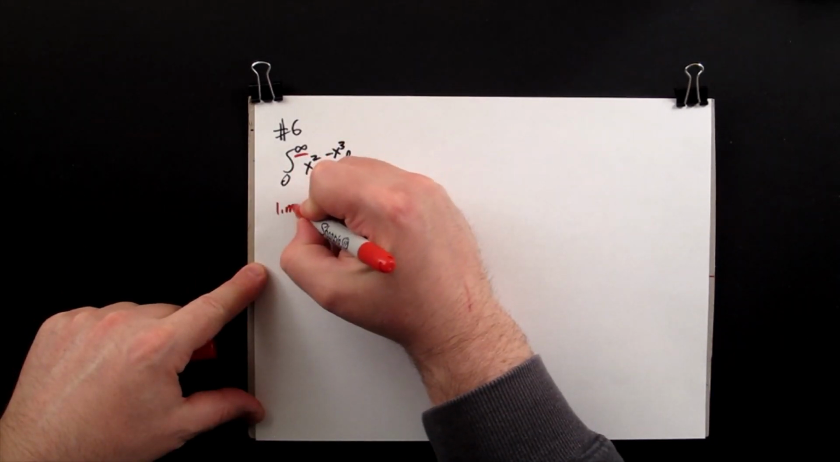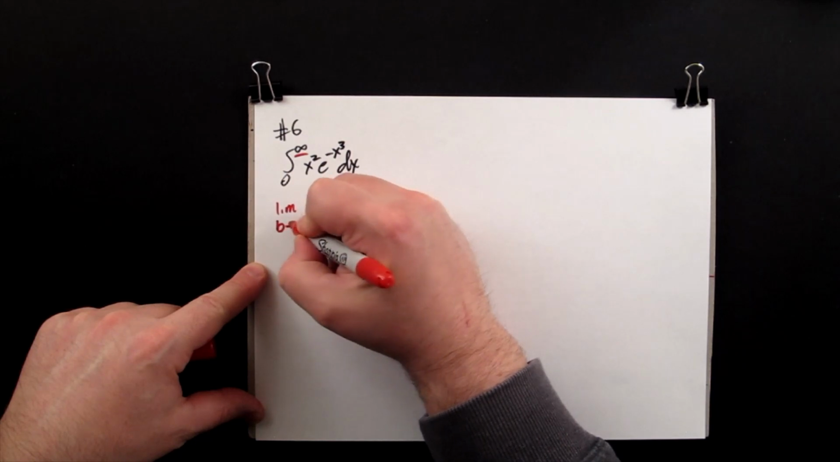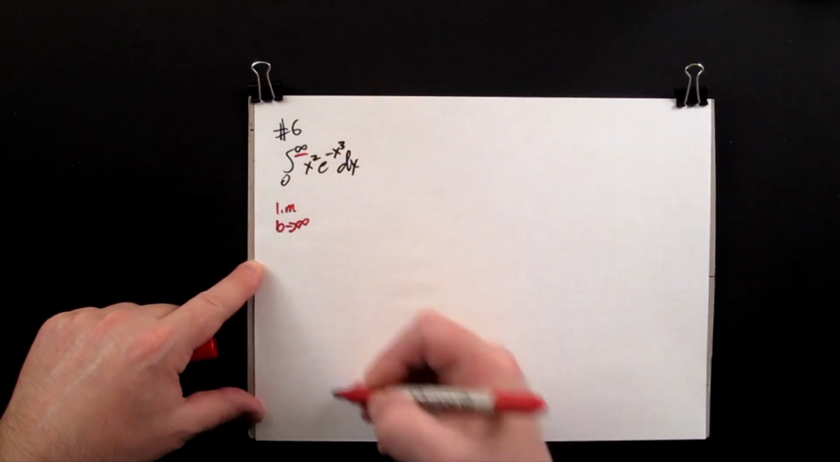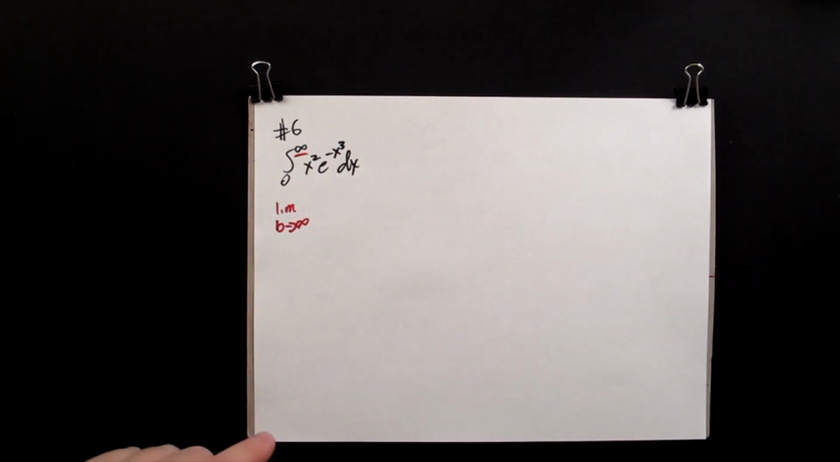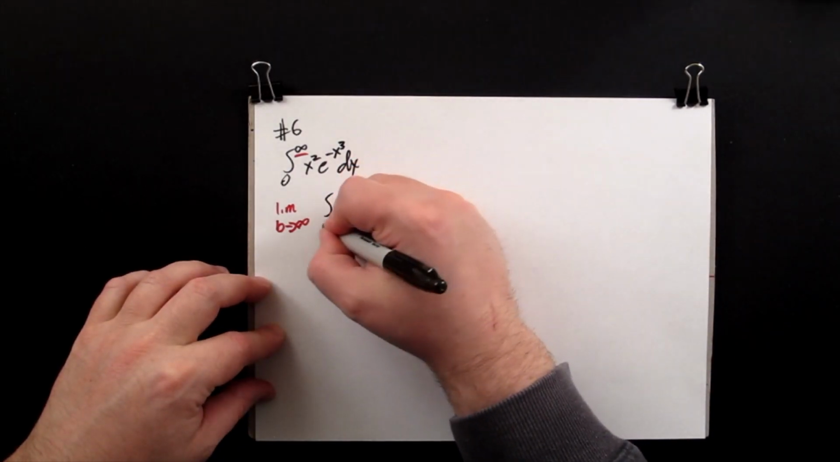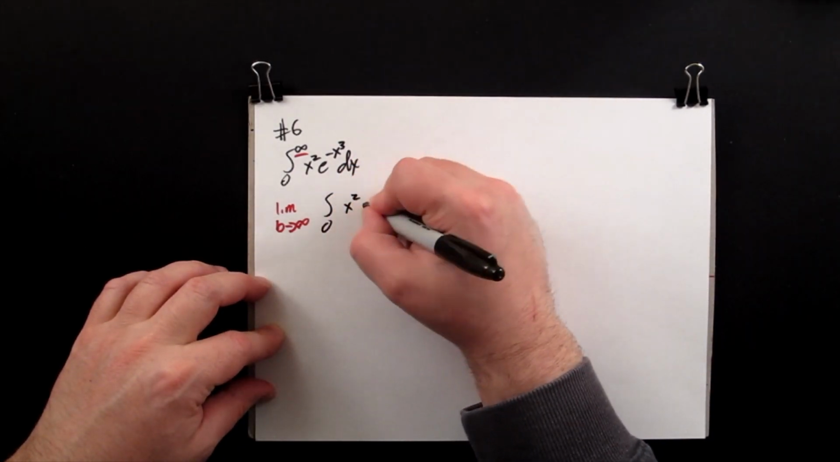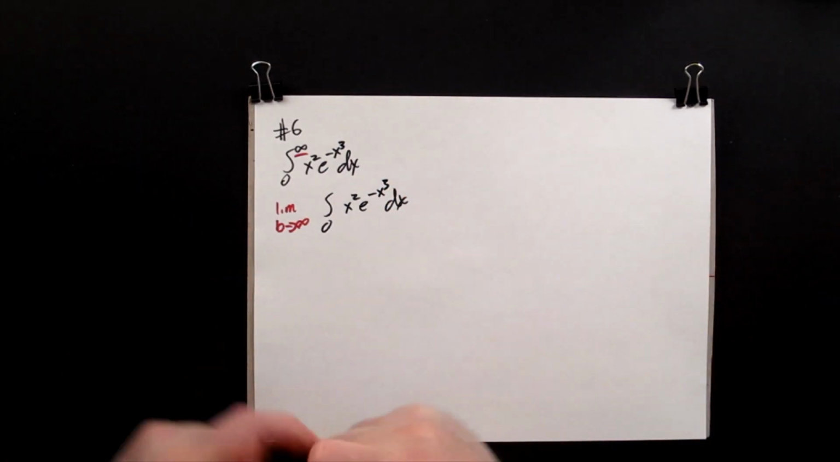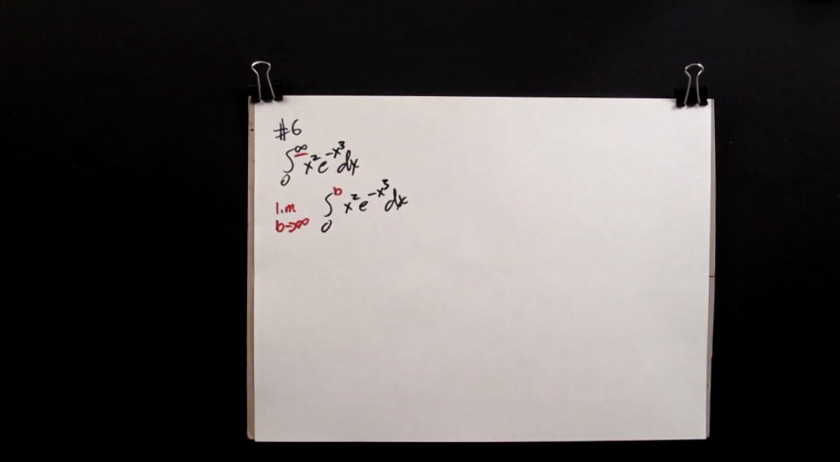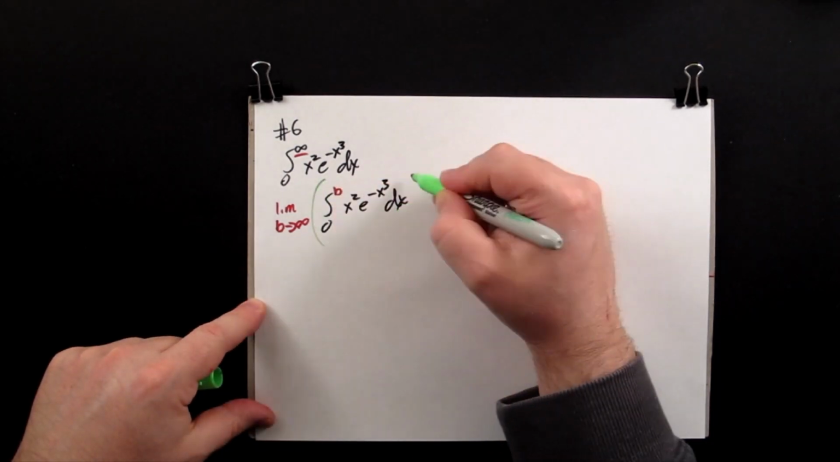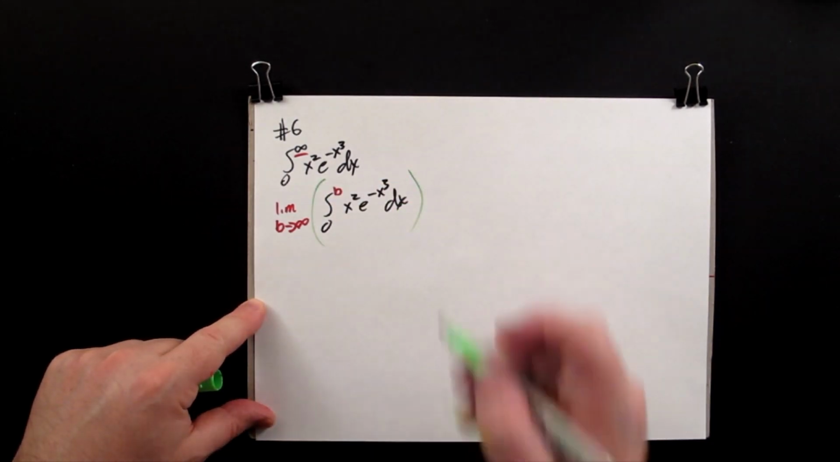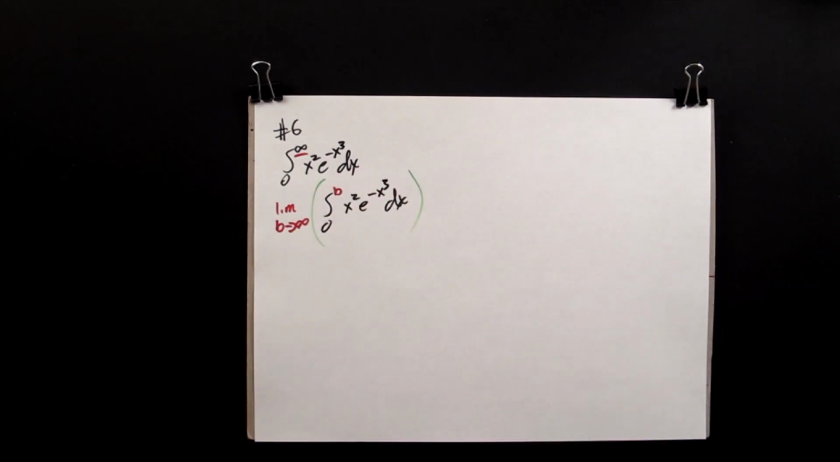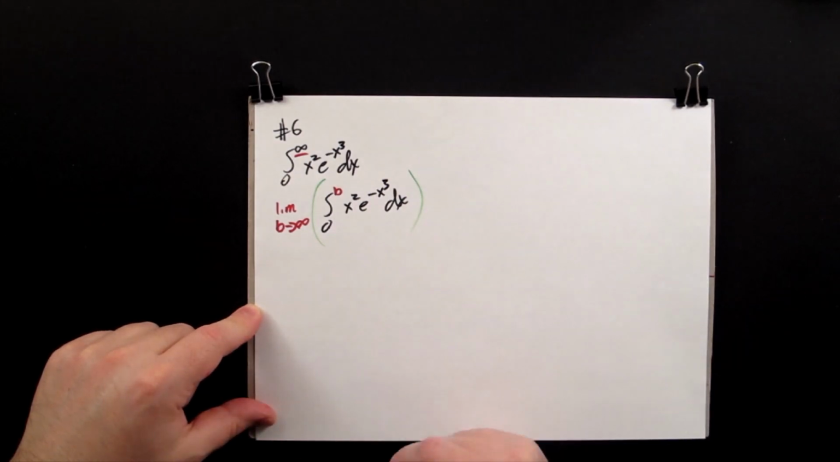So we have the limit as b goes to infinity, and we're using b because it's the upper value, of the integral from 0 to b of x squared e to the minus x cubed dx. Now there is a definite integral in here, and so we just have to worry about that and then evaluate it and do the u-sub, and then evaluate the limit. In order to evaluate this, though, we have to do a u-sub.